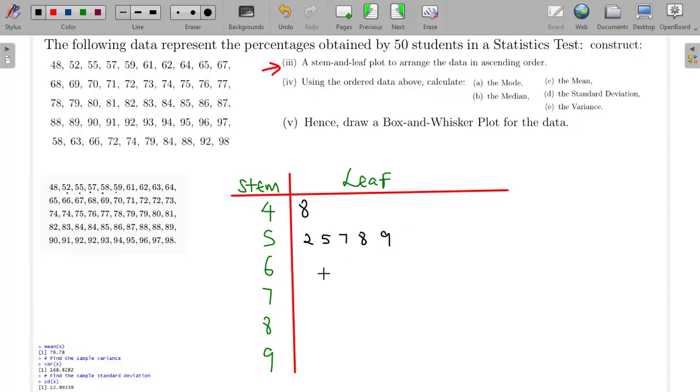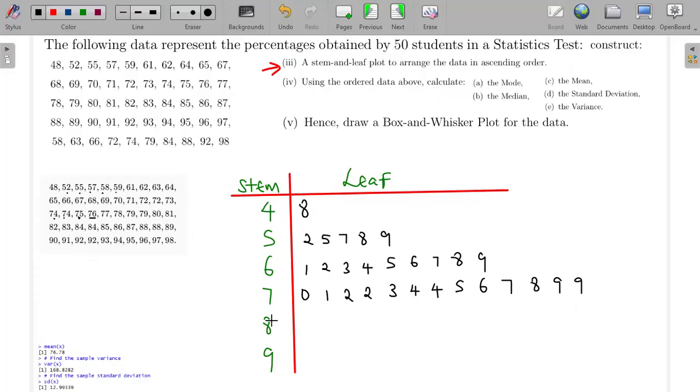Then for the 60s, I have 61, 2, 3, 4, 5, 6, 7, 8, 9. For the 70s, I have 70, 1, 2, 2. Okay, 3, 4, 4. Because you can see where there's a 4, 4. So 4, 4, and then 5 there, and then 6, then 7, then 8, then 9, and 9.